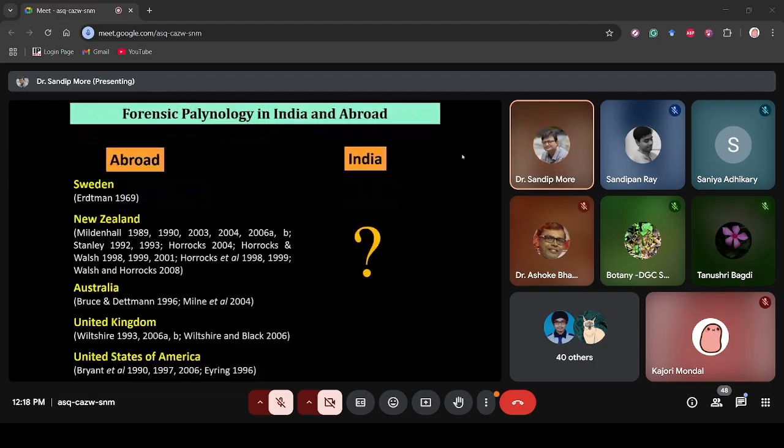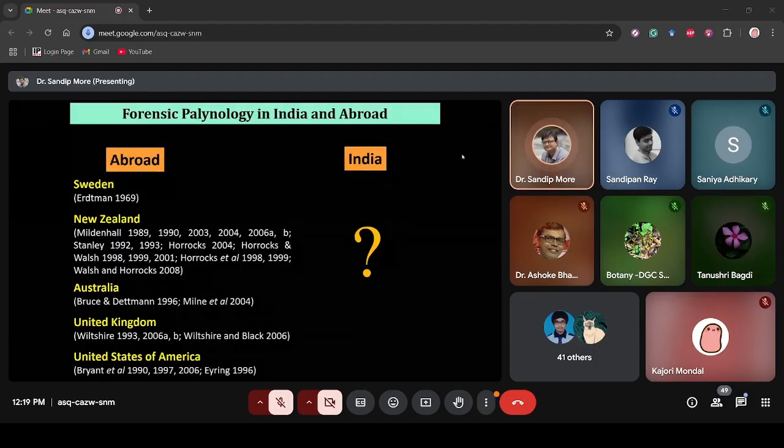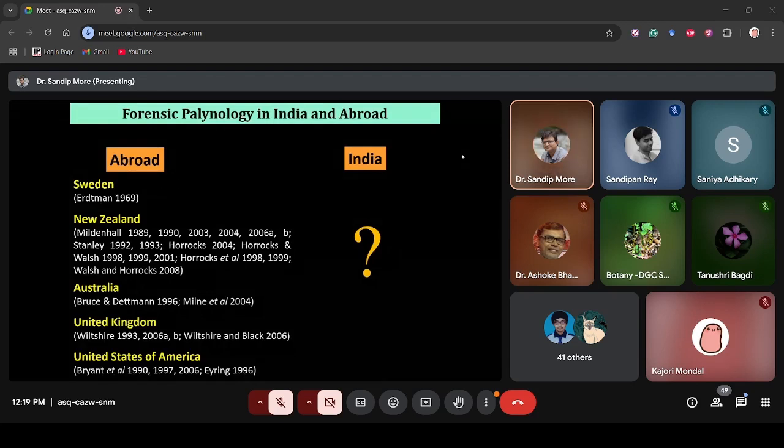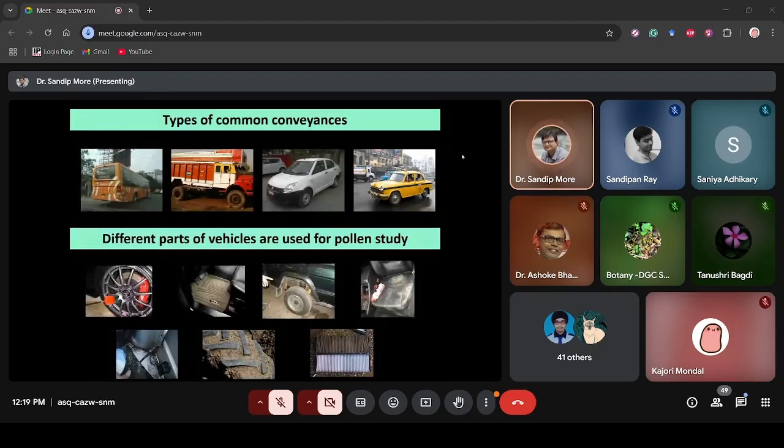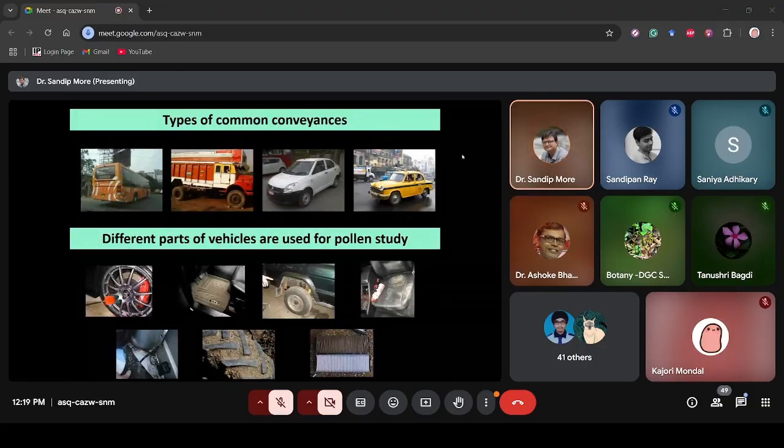And if you see this slide, you will be more surprised that till 2007 or 8, when I started my PhD, there was not a single publication on forensic palynology, but there were hundreds of publications from abroad, especially from New Zealand, Australia, USA, and UK. So I took this opportunity to initiate this branch of science in India, and I introduced some new tools or proxies in Indian forensics.